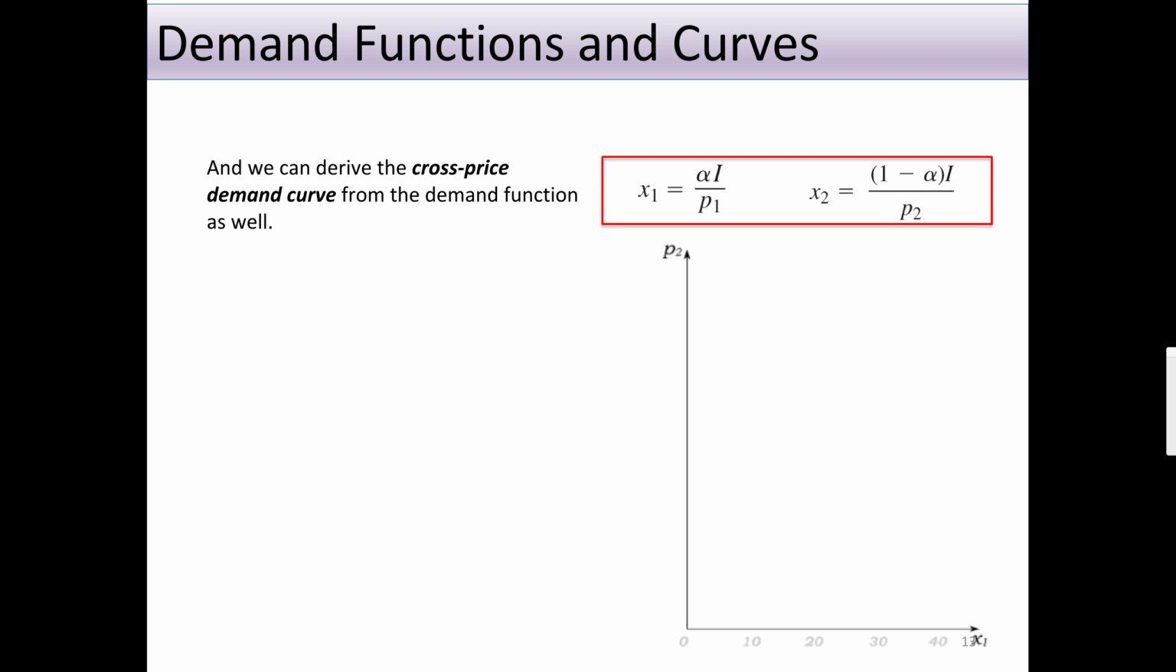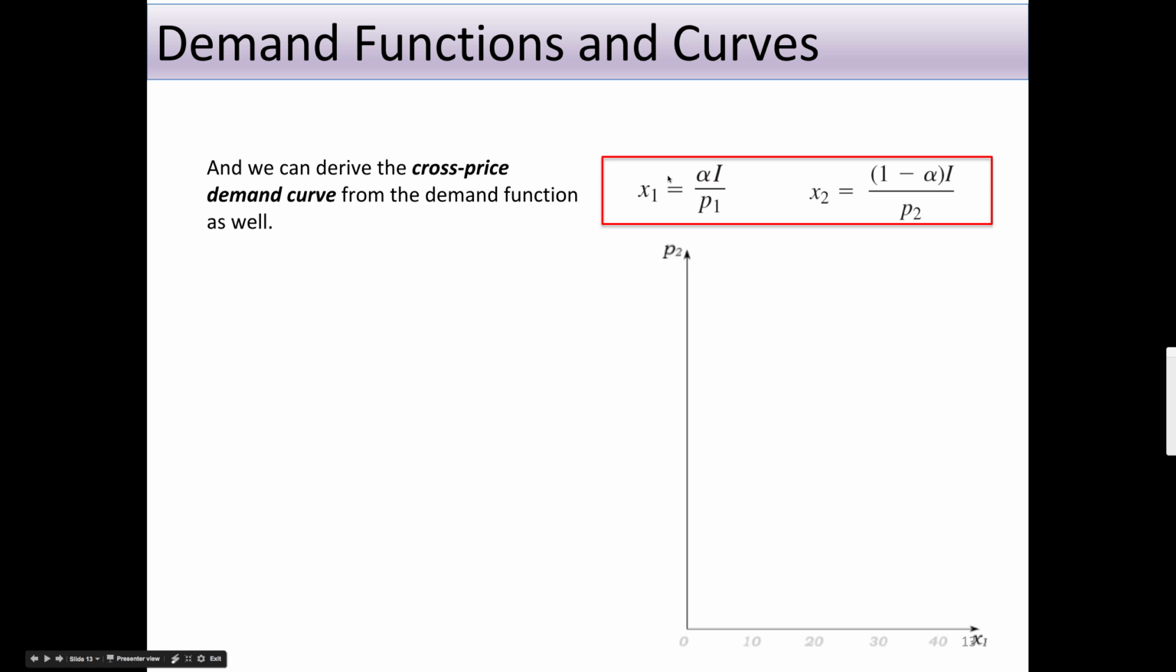We're headed to the third type of demand function that we can draw using our demand functions. The third one is the cross price demand curve. Basically, remember on this side we have the other price, P2, versus our quantity demanded of x1, and we're going to look at how that changes.